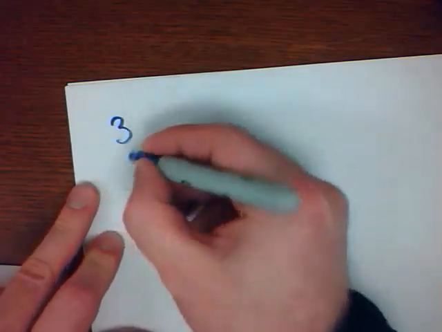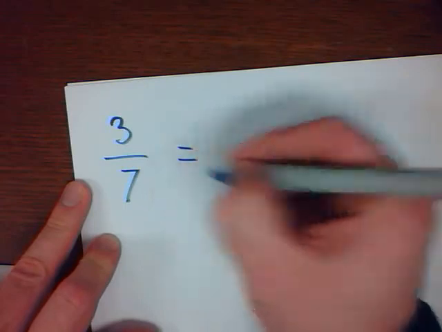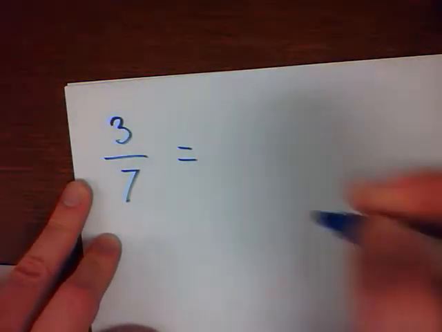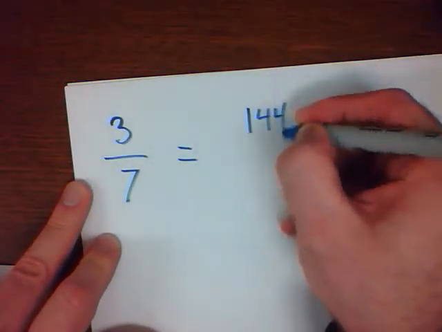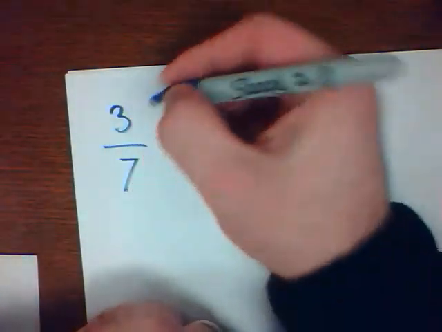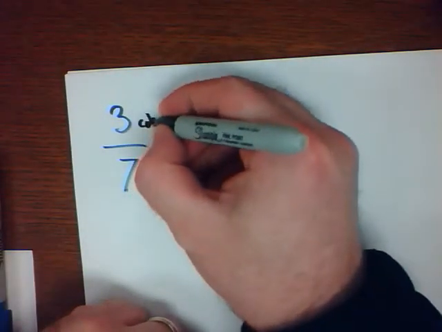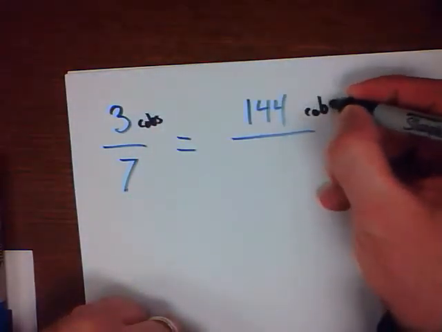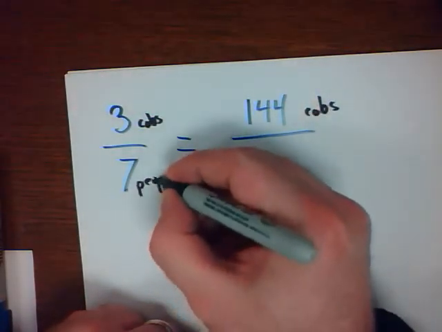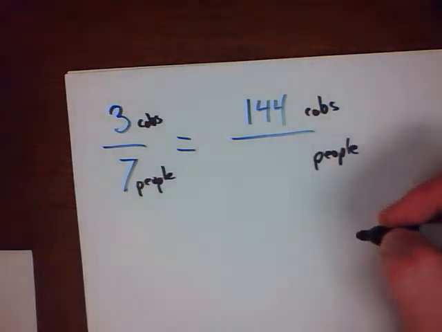So, we have 3 cobs for every 7 people. This is equal to, we have 144. Now, sometimes people get confused. Where do I put what thing? How do I know? Well, you have to make sure that this is the cobs, and this is the cobs, and this is the people. And they have to be in the same position. Remember that order matters when you're dealing with ratios.